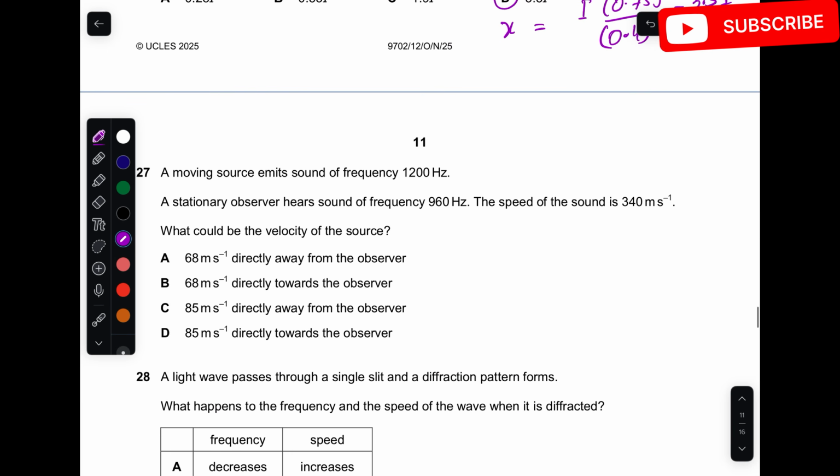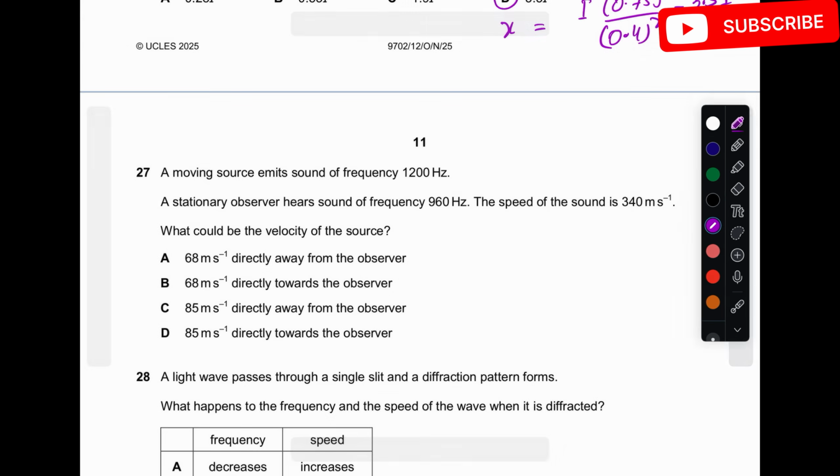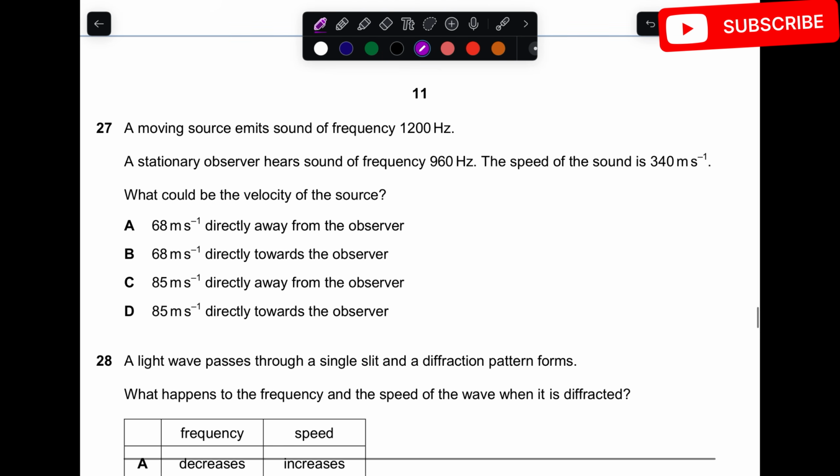In question 27, a moving source emits sound of frequency 1200 hertz. Okay, so this is the frequency of the source. A stationary observer hears sound of this, so this is the frequency of the observer. This is the speed of the sound. What could be the velocity of the source? You have to find Vs.